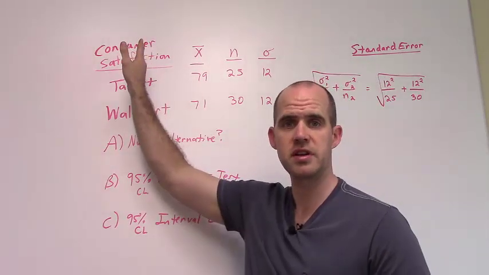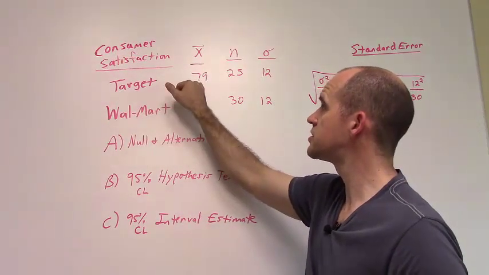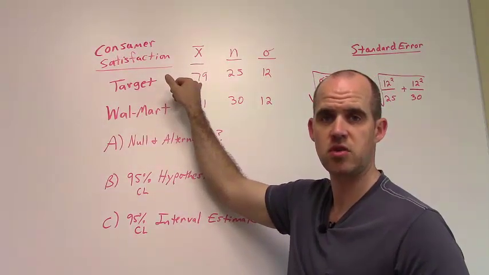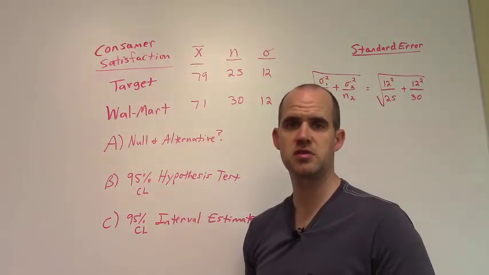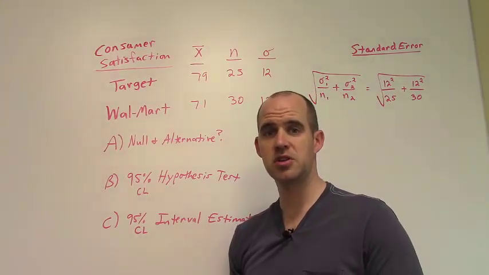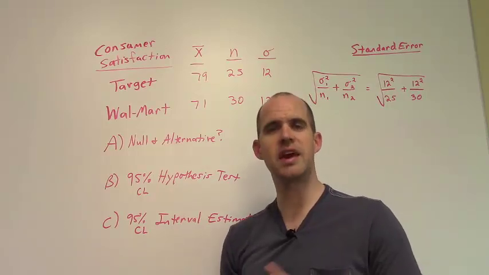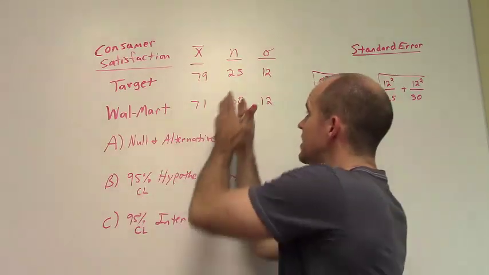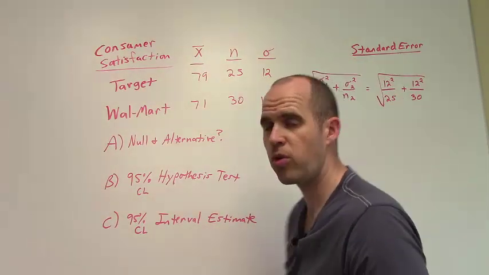So we're interested in consumer satisfaction. Target's mean consumer satisfaction score was a 79, and Walmart's mean consumer satisfaction score was a 71. So it appears on the surface that Target has higher consumer satisfaction than Walmart. But again, we can't make that statement because this is just based upon a sample: 25 for Target, 30 for Walmart.